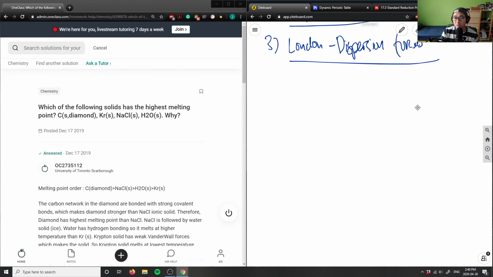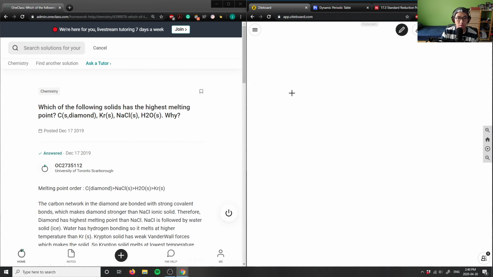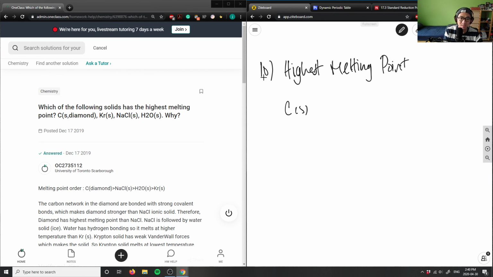Number 9. So we have 2 more questions here. We're on track to finish on time here. So number 10 is which of the following solids has the highest melting point? So I'm looking at highest melting point. And I'm given compounds: C in the form of a diamond, Kr, solid krypton, NaCl, and H2O.